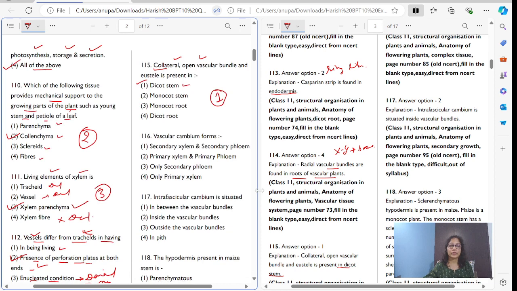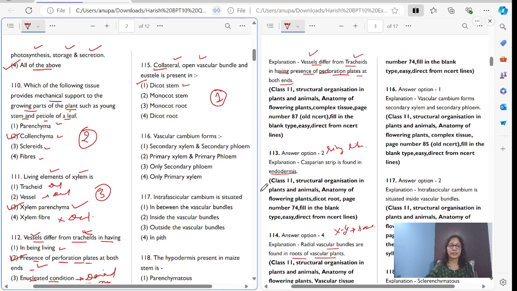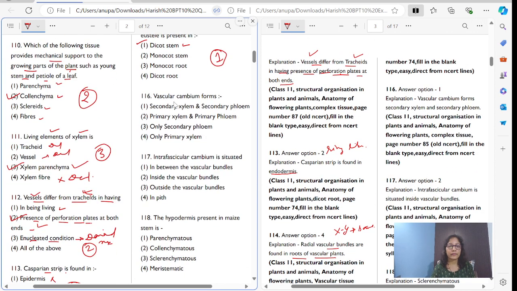Now let's move to the next question, that is question number 116. It states that vascular cambium forms. We have to find out what vascular cambium forms. So vascular cambium forms secondary xylem and secondary phloem. Let's see the other options. The second option is primary xylem and primary phloem. This is wrong because vascular cambium forms secondary xylem and secondary phloem.